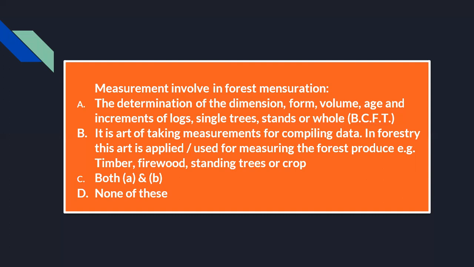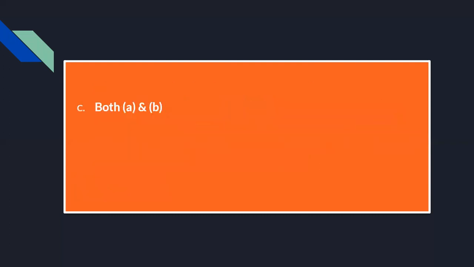That is determination of the dimension, form, volume, age, and increments of logs, single trees, stands, or whole crops. Then statement B, it is art of taking measurements for compiling data. In forestry, this art is applied or used for measuring the forest produce, as for example, timber, firewood, standing trees, crops. Okay, so in this work we deal with measurement in forest mensuration. Option C, both A and B are correct.